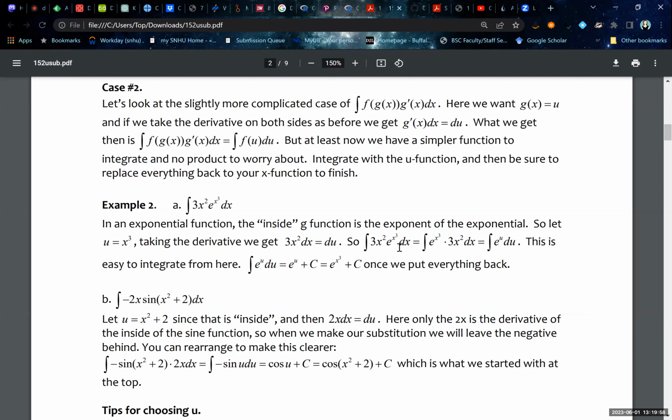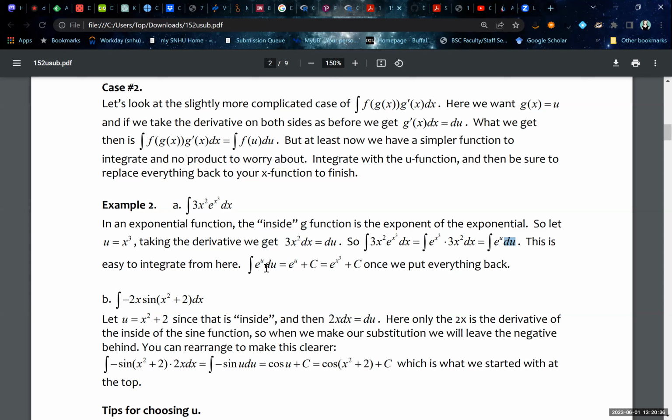Sometimes, particularly when you're just getting started, it may be helpful to rearrange things so that pieces that go together are next to each other. So the 3x squared dx is together, and then your e function is separate from it. It's not sitting in the middle like it was originally. Then you make your substitutions. X cubed in the exponent becomes e to the u, and then the 3x squared dx collectively gets replaced with du. And then it's easy to integrate from here.